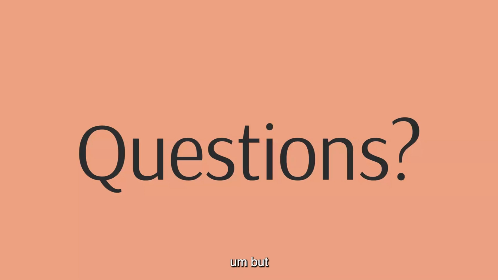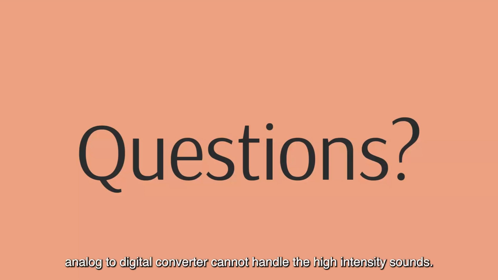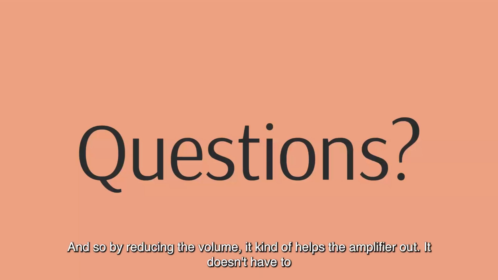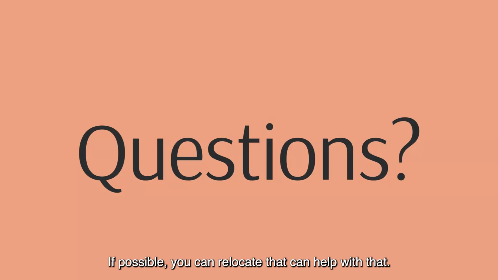But lowering the volume on the hearing aids can help too, because sometimes, especially with the older hearing aids, the analog to digital converter cannot handle the high intensity sounds. And so by reducing the volume, it kind of helps the amplifier out. It doesn't have to distort the signal as much. And that also goes into identifying where your sound sources are. If you're next to a speaker, it might be too intense. And if you can relocate, if possible, that can help with that.